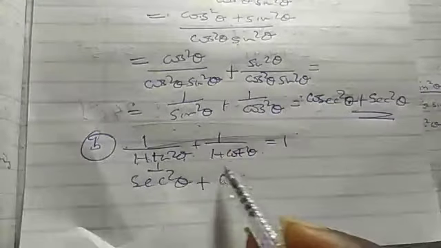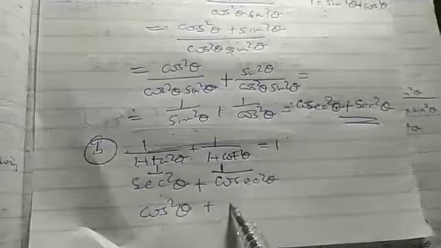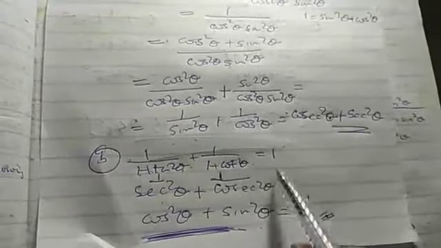This one will become 1 over cosec square theta. But 1 over sec square theta is cos square theta. Also 1 over cosec square theta is sin square theta. We recall also that cos square theta plus sin square theta is what? It is 1. So in that case, we have shown that this is equal to 1.